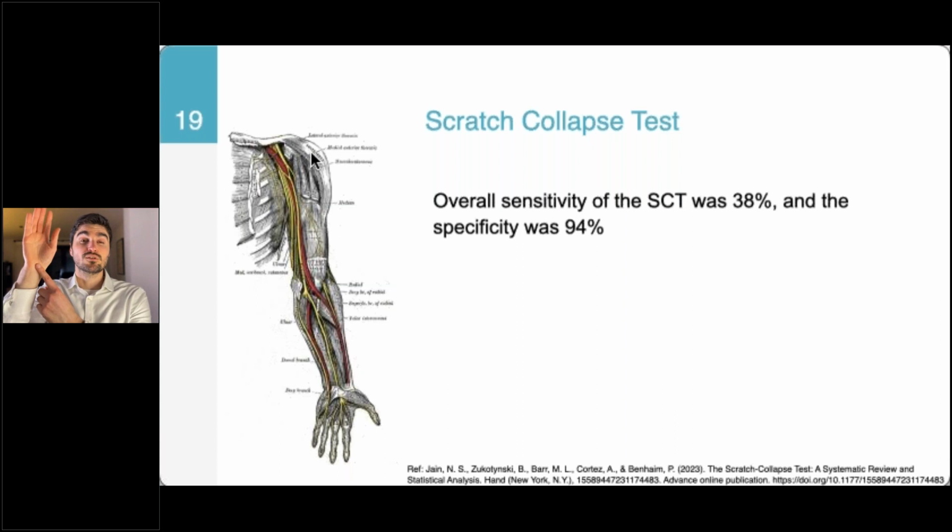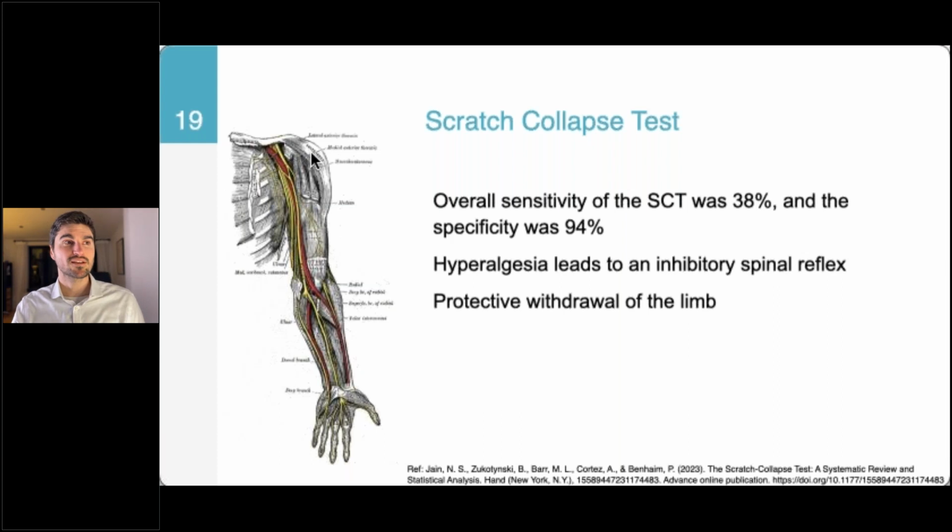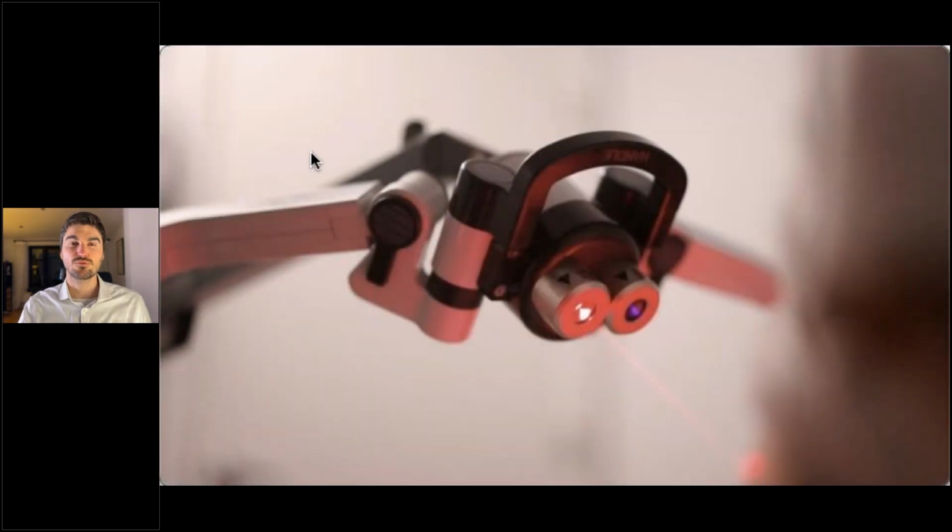You could do it at the carpal tunnel, so you could have someone do like an opponens pollicis, where they're doing these kinds of things. You could have them hold, and then flick across the carpal tunnel, and if you see something goes weak, it's the same thing. Then laser wherever you flicked. So that's quite a cool test. So hyperalgesia leads to inhibitory spinal reflex, and it's effectively thought to be like a withdrawal reflex.